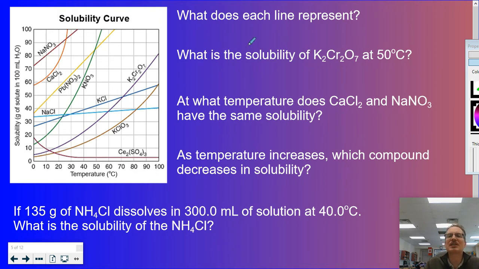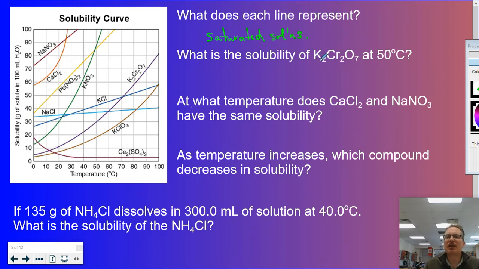So my question to you is, what does each line represent? Well, this is their solubility maximums. So because it's their maximums, we would say that the line represents saturated solutions. So for KClO3, this is the maximum at each temperature of KClO3 we can dissolve. Anything below that line, we would say is not at its maximum, so that would be unsaturated. And anything above the line, if it possibly could dissolve, would be supersaturated.